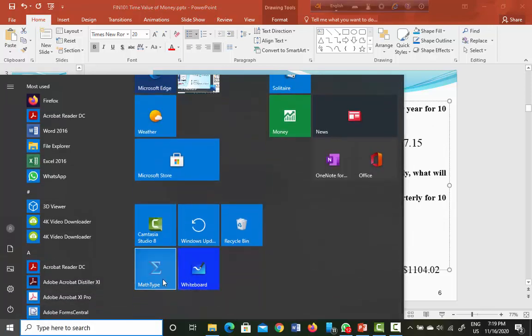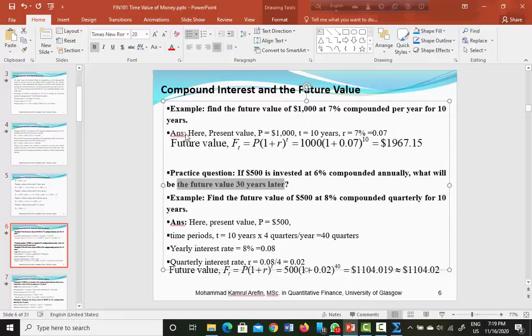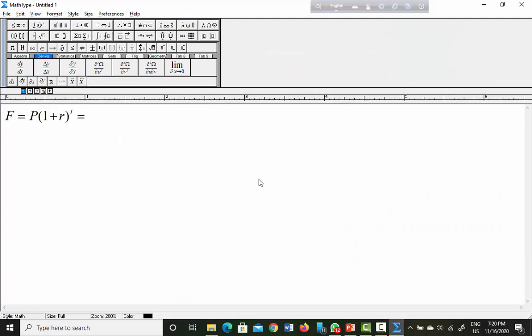So we can calculate it directly. We need to find out the future value. The formula is P multiplied by bracket 1 plus R power T. That's the formula. Here P is the present value. Today we are investing $500, so the present value is $500.